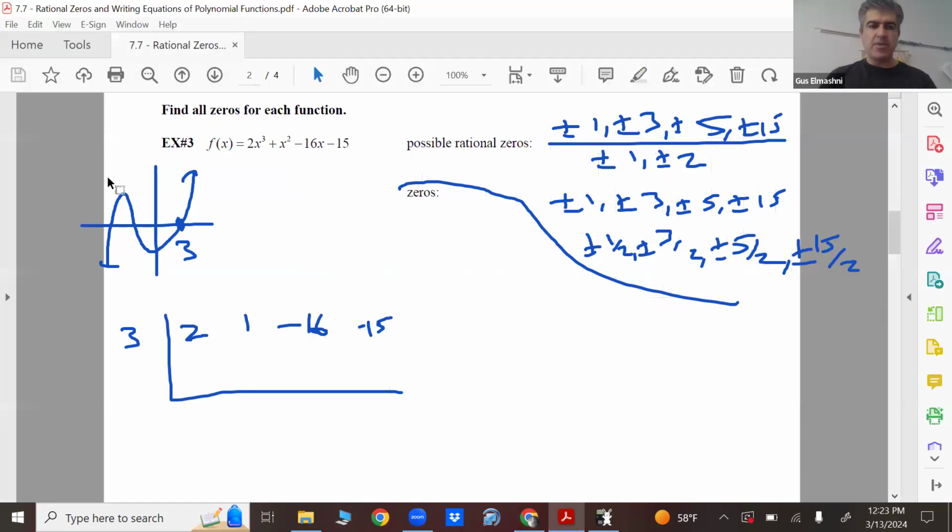But let's just do the synthetic division. So remember what to do. Move the 2 down to multiply, add, multiply, add. Things should cancel out nicely. They should.